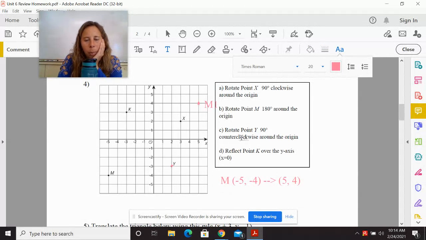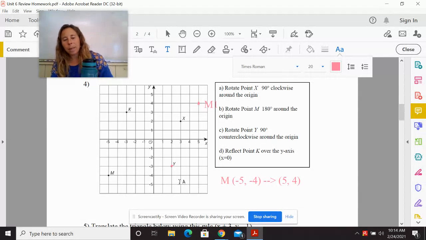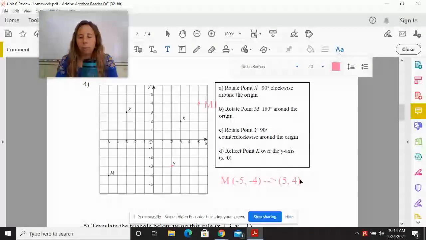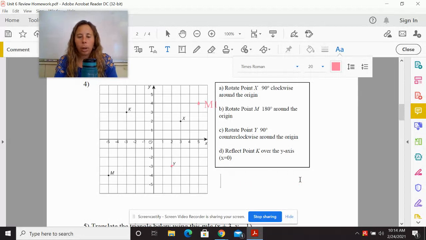And then rotate point Y 90 degrees counterclockwise around the origin. Okay, so that means counterclockwise, we're going back this way. All right. There we go. So where is point Y right now? Well, it's at 2, negative 3. All right, if you go counterclockwise, your rule is X, Y becomes, you switch them, and your Y becomes negative, so negative Y.